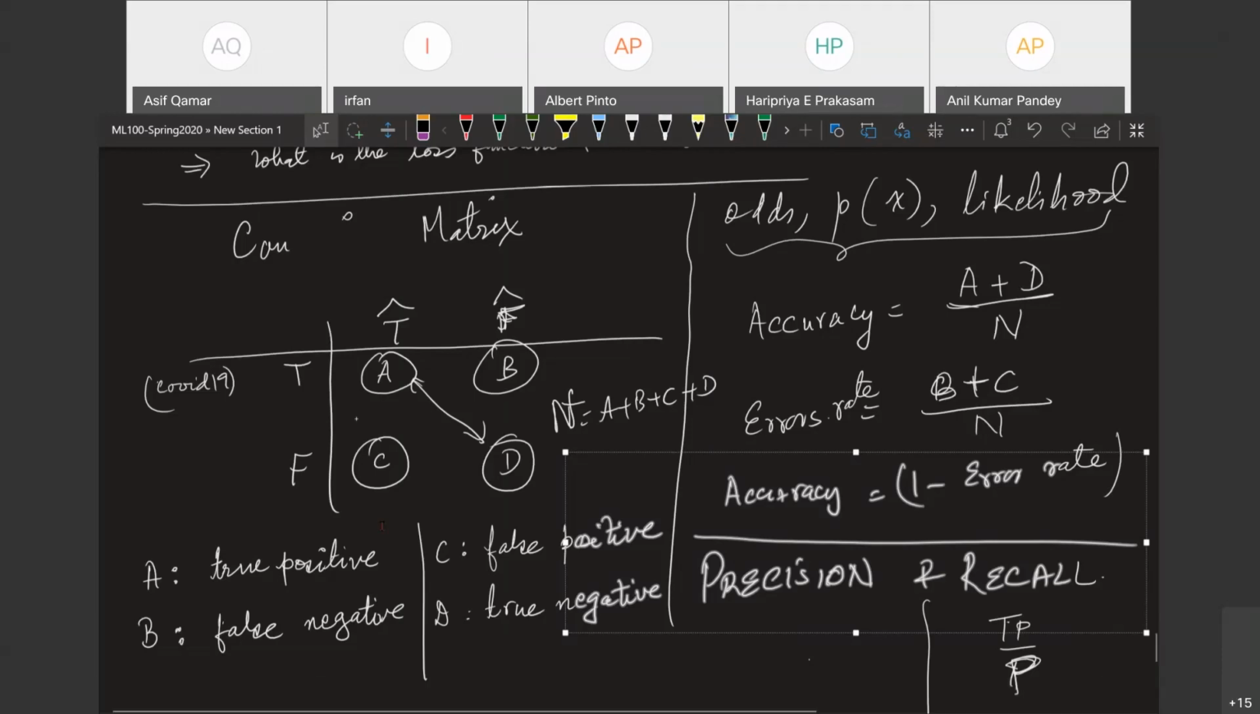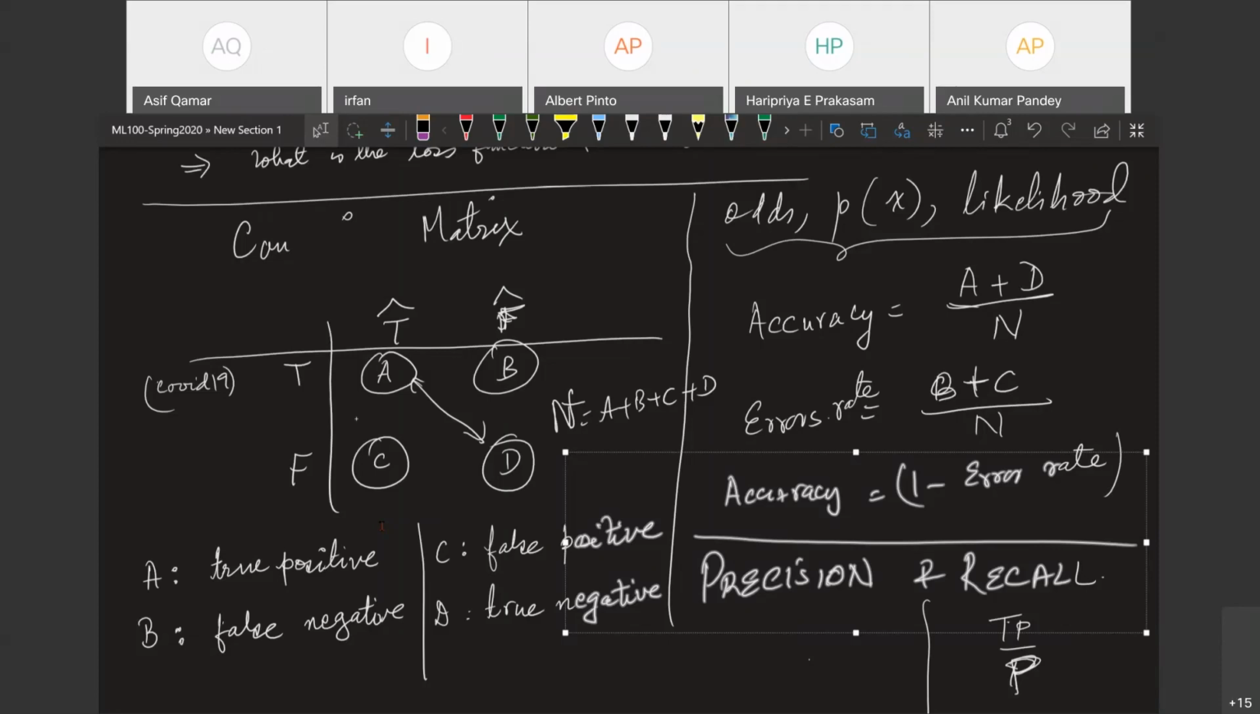For example, we say that the PCR is a very sensitive test. This RT-PCR for COVID, the reverse transcription PCR, is very accurate, very sensitive. Why? Because it does not miss people. That is why it is the gold standard. Its recall is near perfect, close to 1. Are we together?